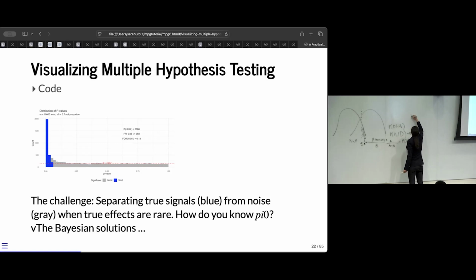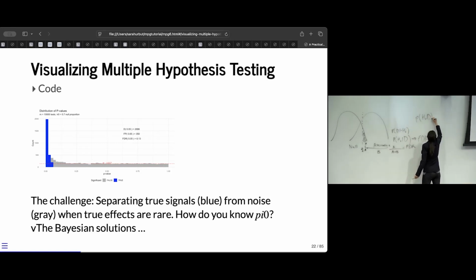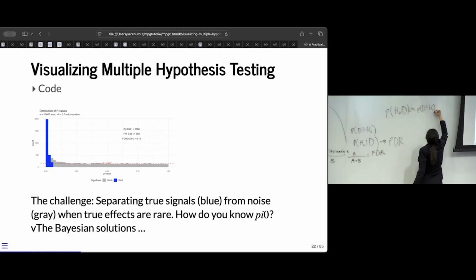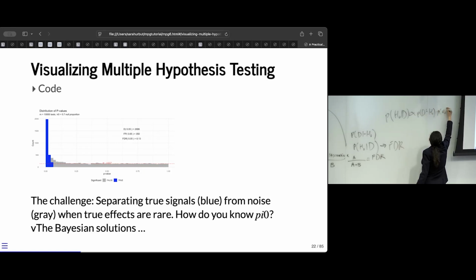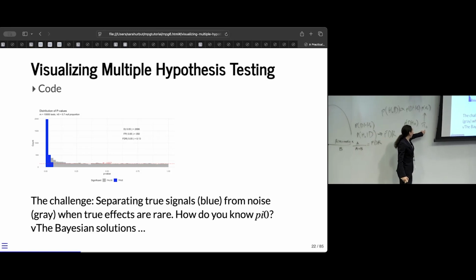So now if we're turning this into a Bayesian quantity, the probability of the null hypothesis given the data is proportional to the probability of the data given the null hypothesis times the probability of the null hypothesis. And I can write this as pi 0. And then this probability of the data given the null hypothesis, we know is our likelihood, right? So we can calculate that. Okay, so the challenge though is how do we calculate pi 0?